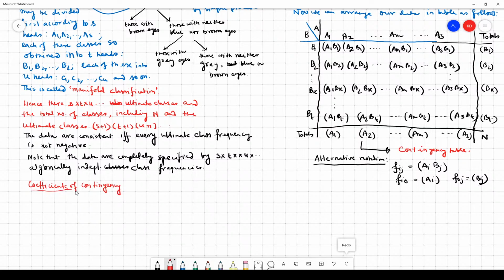Coefficient of contingency. The characteristic A.